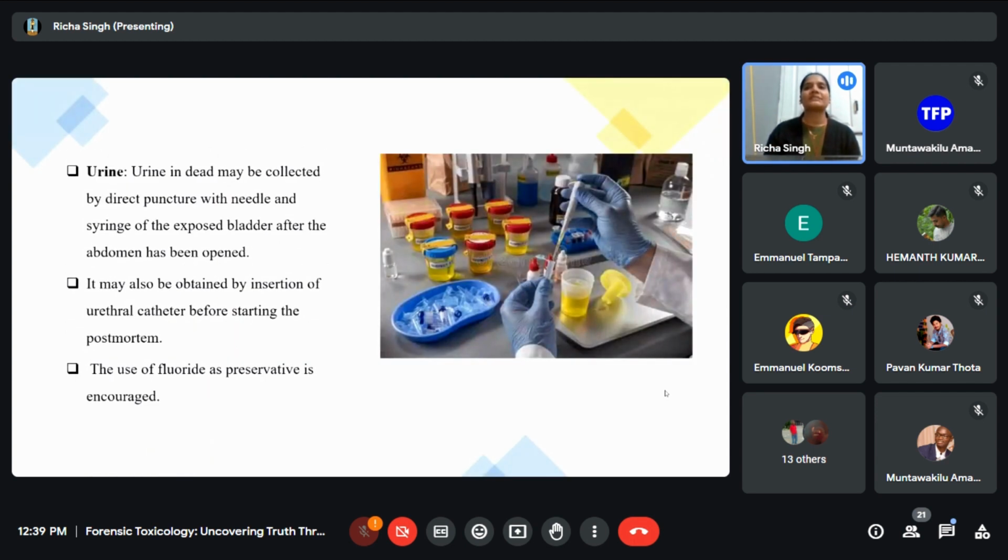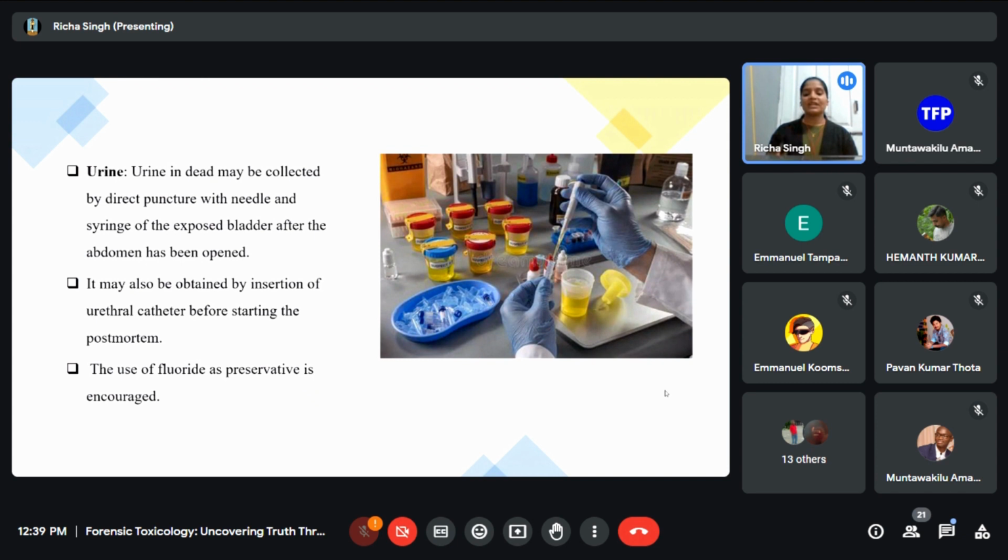Moving next, we have urine as a very important sample. Urine in the dead may be collected by direct puncture with needle and syringe of the exposed bladder after the abdomen has been opened, or it may also be obtained by insertion of a urethral catheter before starting the post-mortem. We basically use sodium fluoride as a preservative, but there is one more preservative we can use in the context of urine, which is known as thymol.